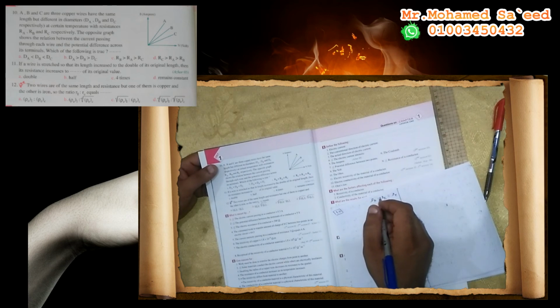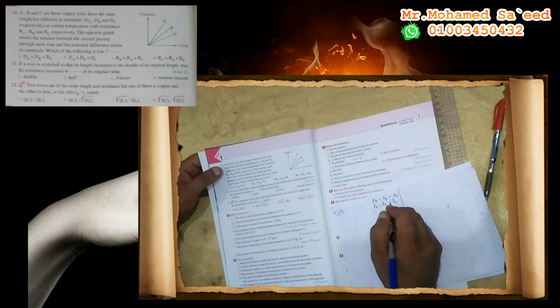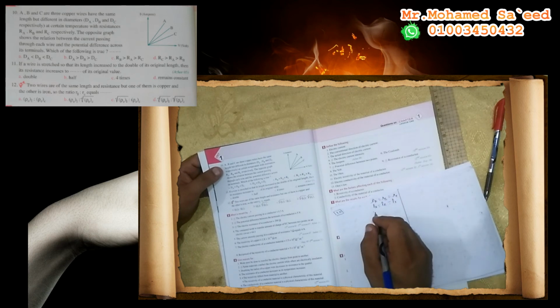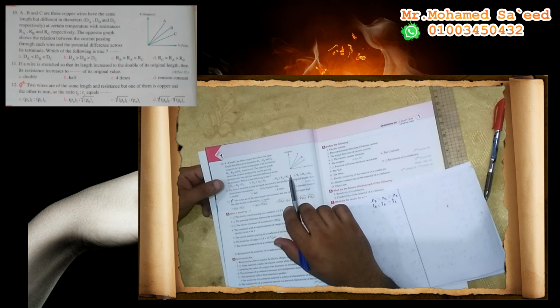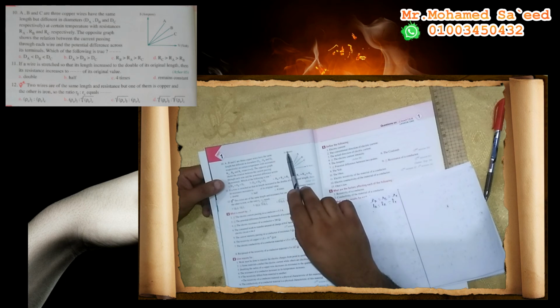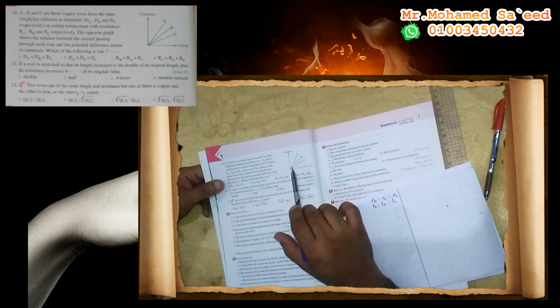They have the same length but differ in diameter. LA equals LB equals LC, but they differ in diameters DA, DB, and DC, which means they differ in radius. Each one has a certain radius, at a certain temperature, with resistance RA, RB, and RC respectively. The opposite graph shows the relation between the current passing through each wire and the potential difference across its terminals. Which of the following is true?